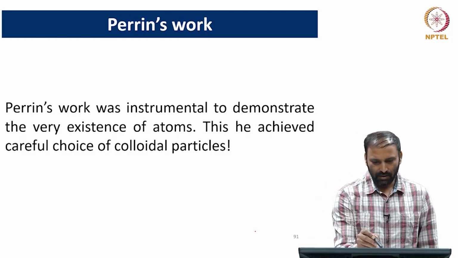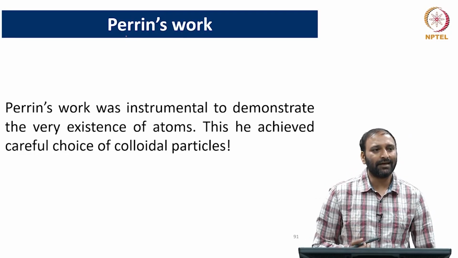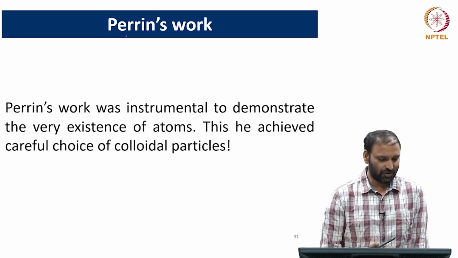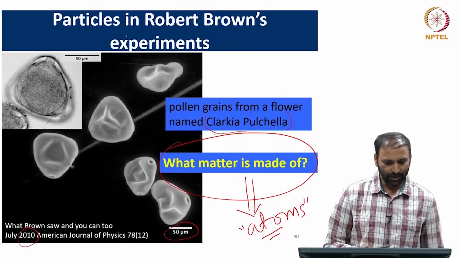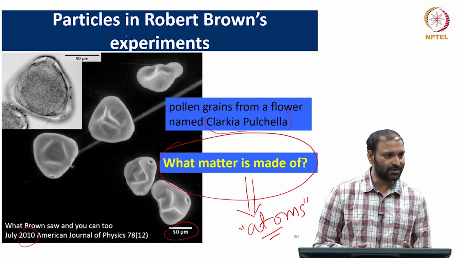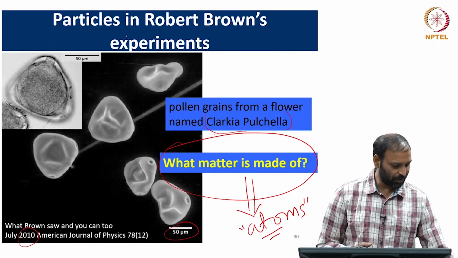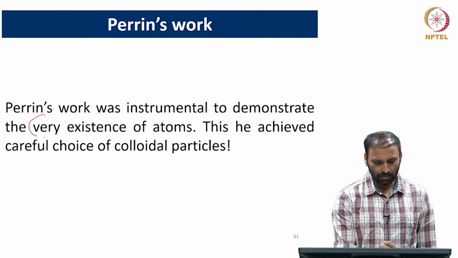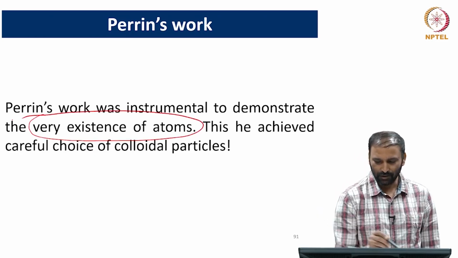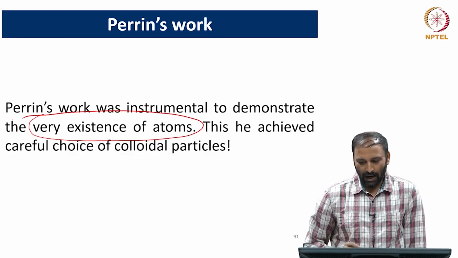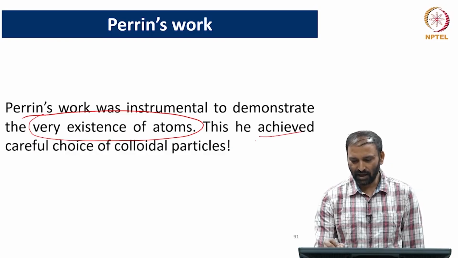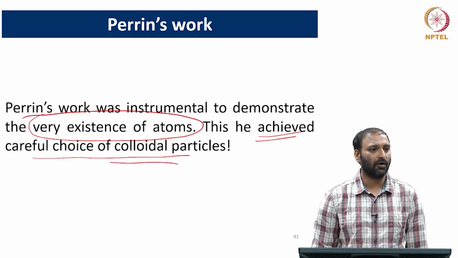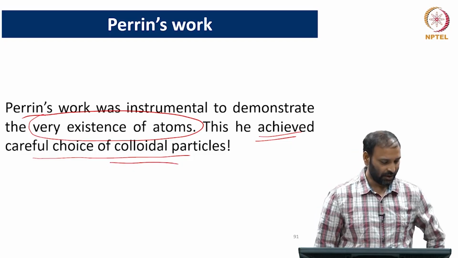Okay, so what Perrin did was he did very controlled experiments. Unlike pollens, which as you saw come in different sizes and different shapes, Perrin was able to do very careful experiments, and he was able to prove the very existence of atoms. I'll tell you a little bit about how he did that. He achieved this by a careful choice of particles. I think that's very important whenever you are trying to do any experiment.